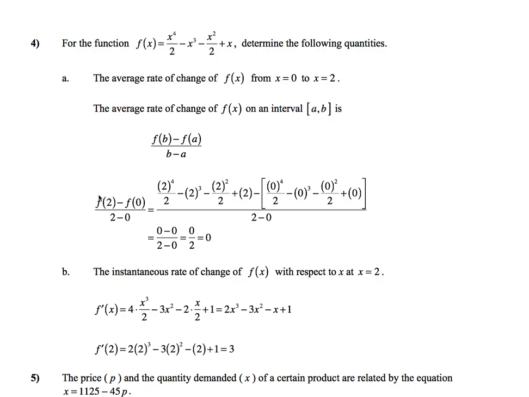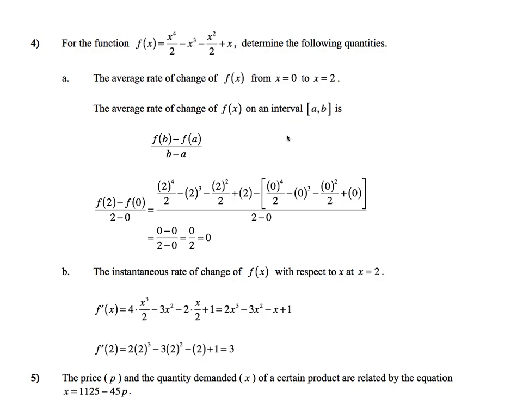So for this function here, we have f of 2 because that's the right endpoint, and f of 2 is shown here wherever you have an x. You put a set of parentheses, and inside that x you put the 2. So this is 2 to the 4th, which is 16, divided by 2, which is 8. This is 2 cubed, which is 8, so 8 minus 8 is 0. 2 squared is 4, and so 4 divided by 2 is 2. It's negative 2 plus positive 2, so that's 0.